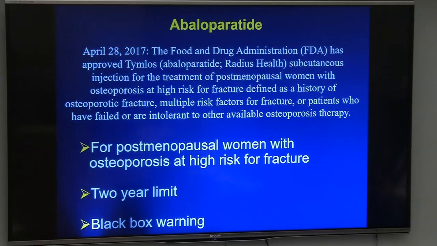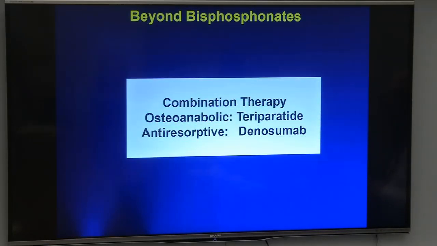All right. So the drug was approved about a year ago, and it's for postmenopausal women with osteoporosis at high risk for fracture, 2-year limit, black box warning. So let me touch on combination therapy.